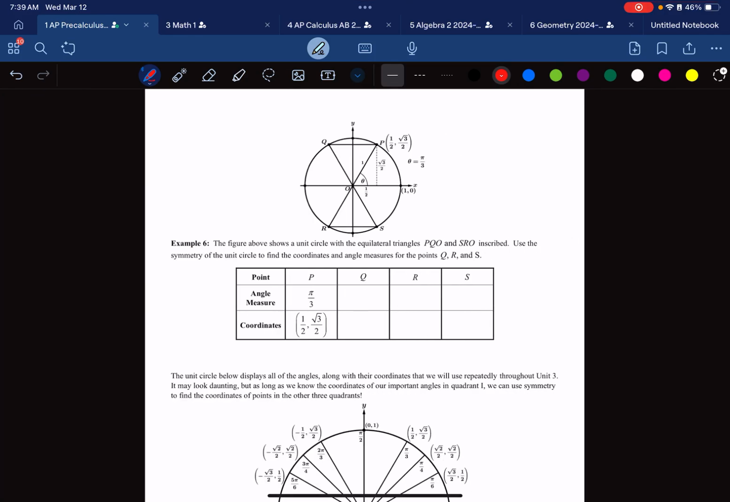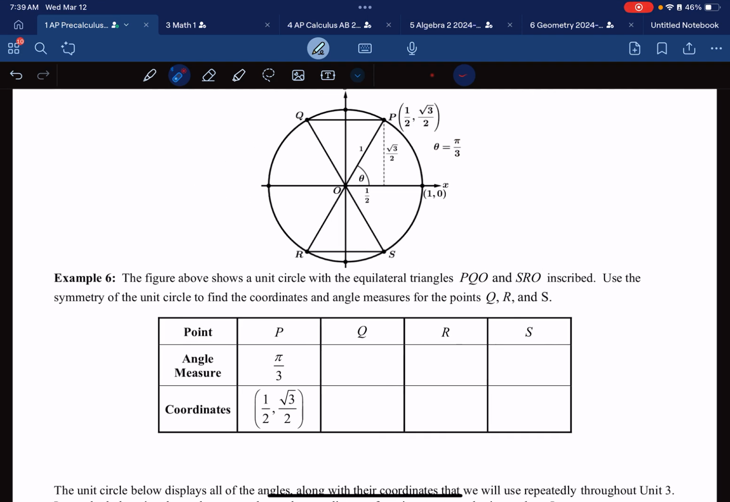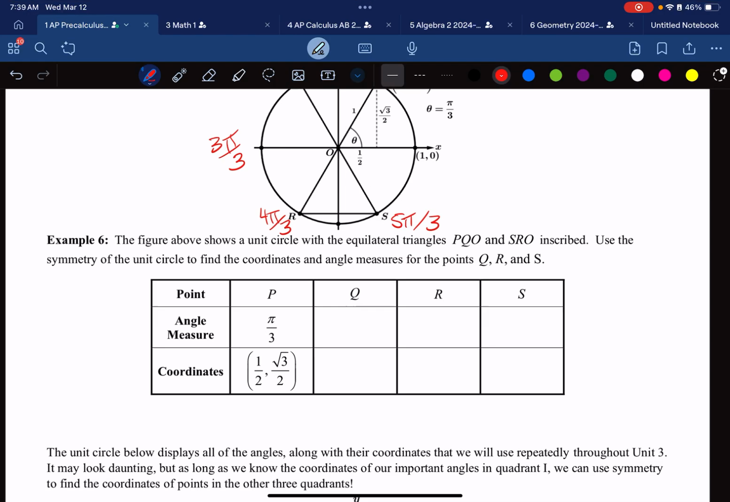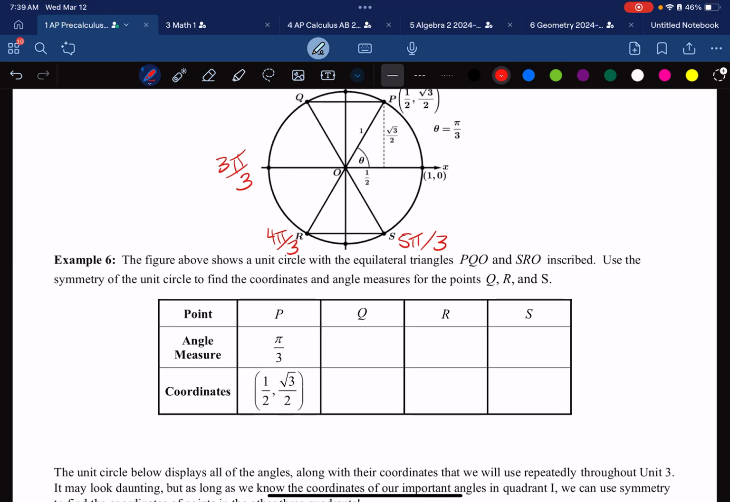And then we go to the divided by 3's. So notice that all of these are divided by 3. I have pi over 3 at this spot, 2 pi over 3 at this spot, 3 pi over 3, which we don't care about in this problem, 4 pi over 3 and 5 pi over 3. So coming down here, we can label all of these angle measures. We can say that it was pi over 3, 2 pi over 3, 4 pi over 3, 5 pi over 3. And now we have to find the coordinates.